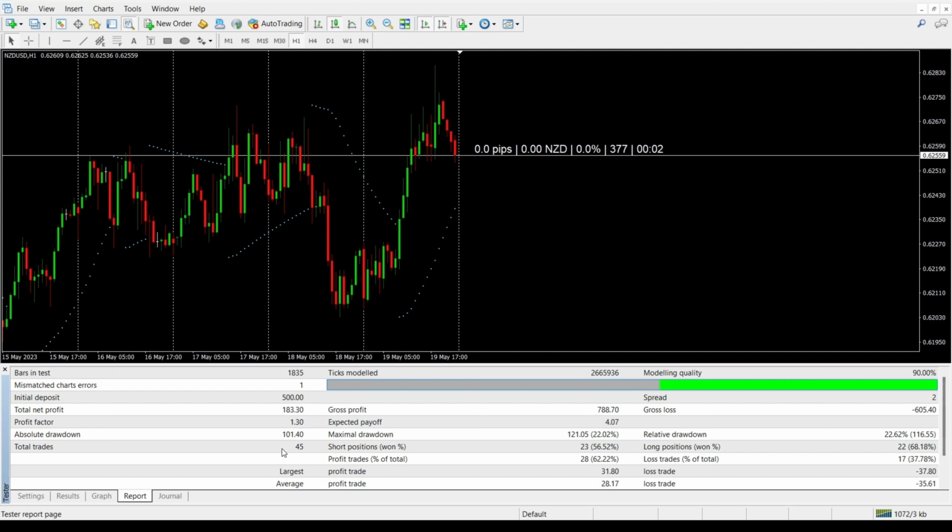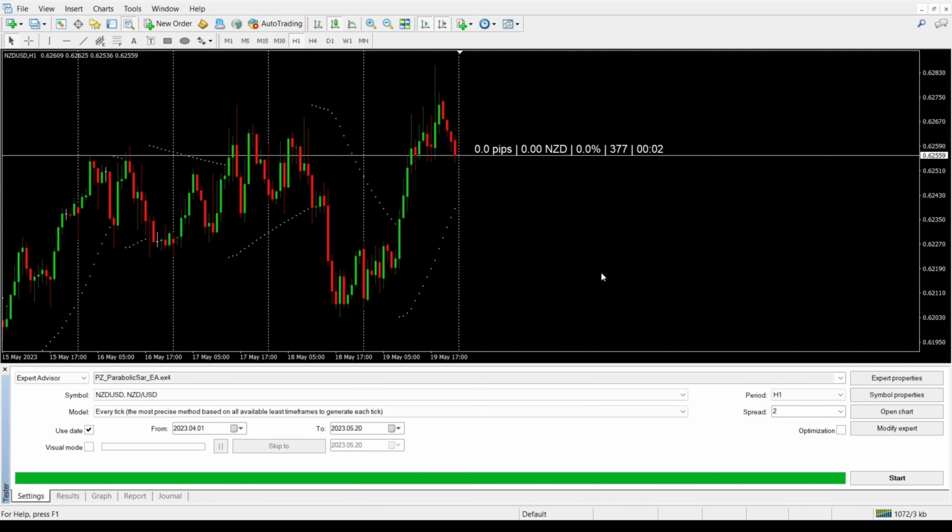So only 45 trades. So a tip that I want to give you as well is you want to find an EA and trade it on at least the hourly time frame. Most EAs don't work nicely on lower time frames because they take way too many trades. So you want to stick to the hourly or above. And you want an EA that takes very few trades.